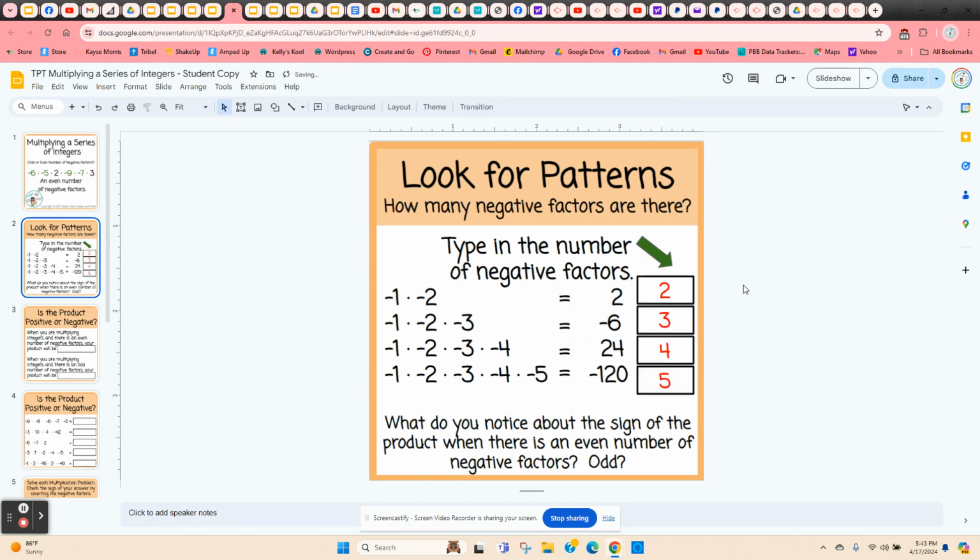And you want the students to look and see if they can find a pattern. What do they notice about the sign of their product when there's an even number of negative factors? And what do they notice about the sign of their product when there's an odd number of negative factors? And that should lead them into the next slide.